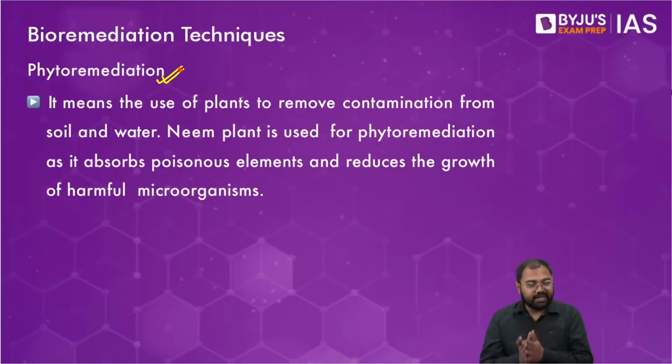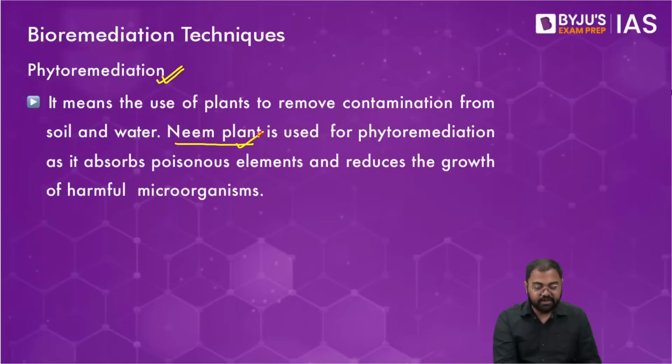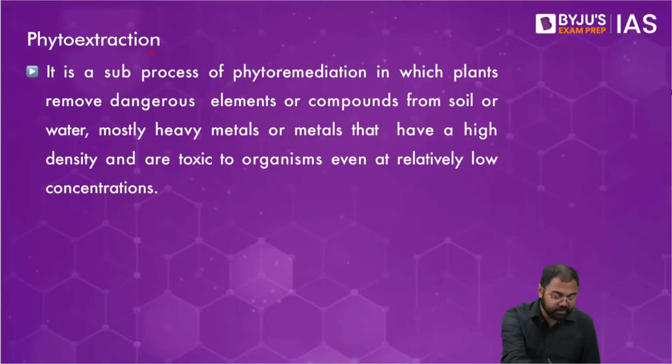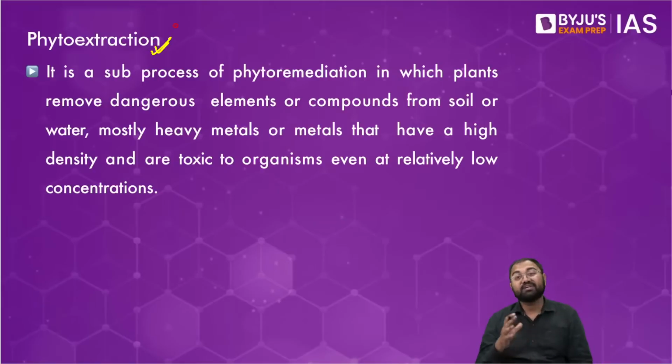But there are plants, there are trees which go beyond this. For example, there are plants and trees which are known for their medicinal properties. They are known for their cleaning properties. For example, the neem. We know that the neem plant is a very good example of phytoremediation, because it is able to absorb the poisonous elements and reduces the growth of harmful microorganisms. So that's why naturally this is something that can be used for phytoremediation.